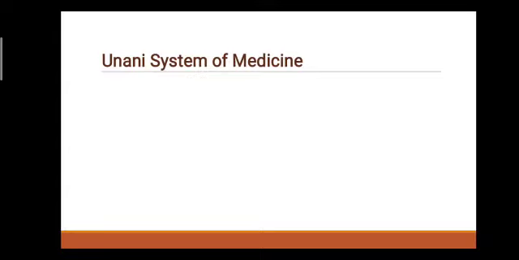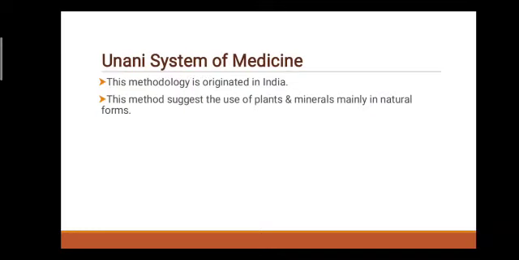Next system, fifth, the Unani system of medicine. This methodology originated in India. This method suggests the use of plants and minerals mainly in natural forms.